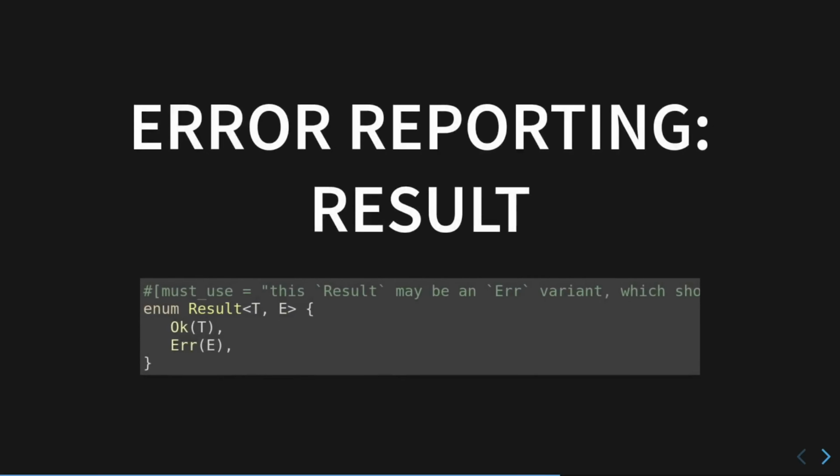Building up one further, the result data type is our foundation for Rust error handling. Any function that can fail is going to return a result. In this case, we have 2 type parameters, one of them to represent an OK result and the other to represent an error result. And then we have corresponding constructors, one being OK and the other being Err.